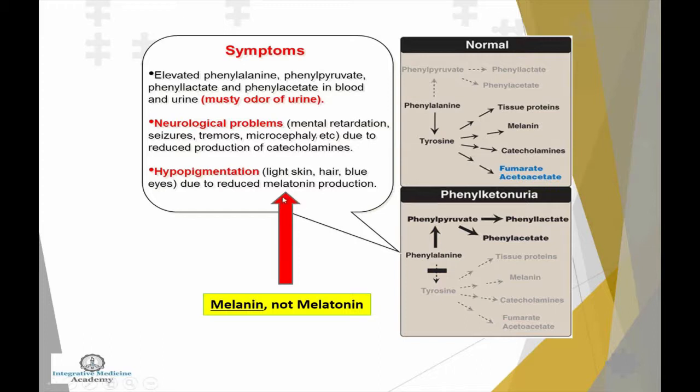There was a typo on the slide, it's not melatonin. Okay, so tyrosine is involved in a lot of things. It's involved in dopamine production, it's involved in melanin production, it's involved in thyroid production, etc. And so a block in that phenylalanine converting enzyme could lead to elevated phenylalanine, decreased tyrosine, and then metabolic spillover effects.